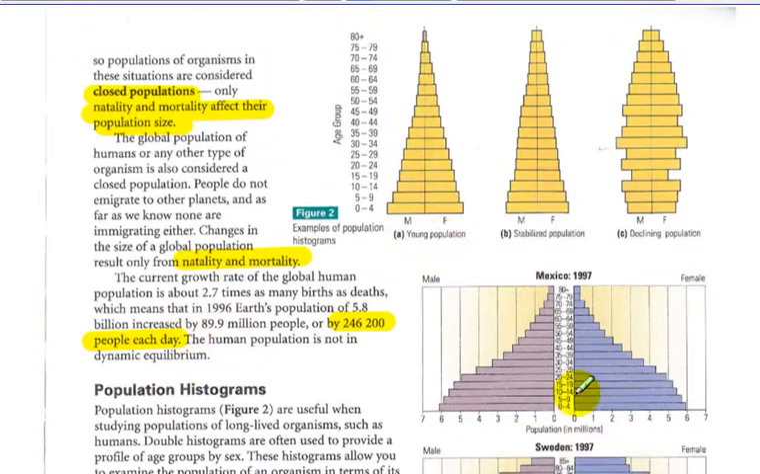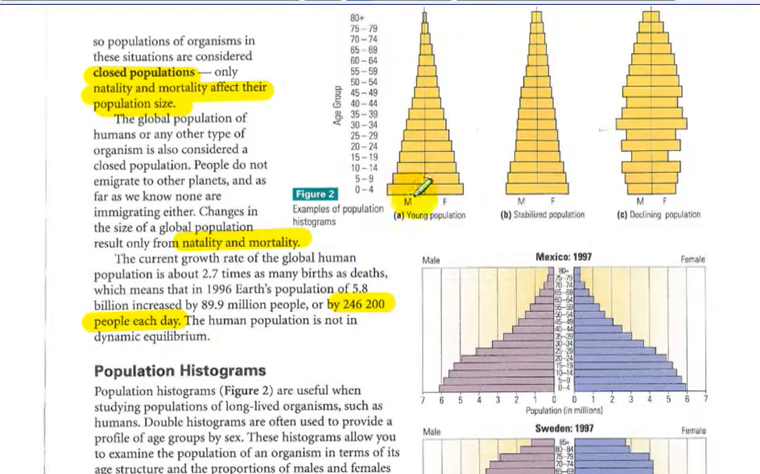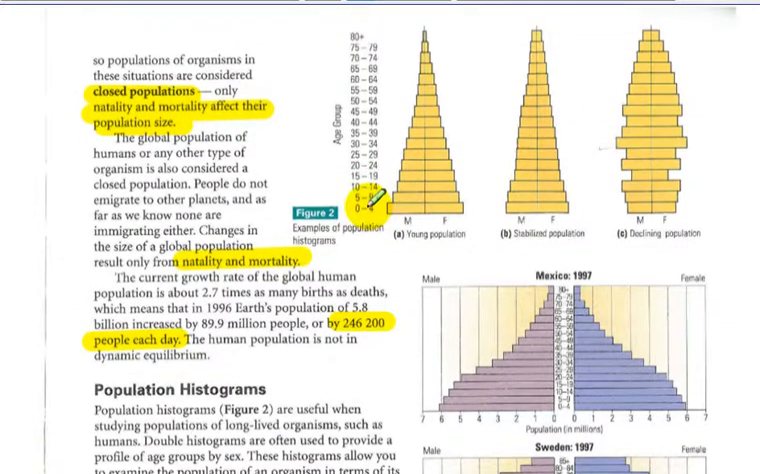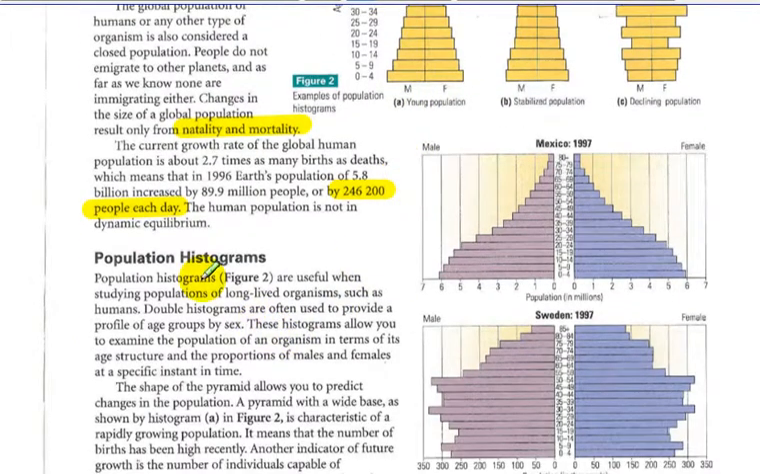Okay, next thing we look at are these population histograms, which are graphs. So we see the left side here is male, right side female, age group of people, so babies, young kids, teenagers, young adults, middle-aged adults, and then older people, etc., giving you the dispersion of how many are in each category. So population histograms are useful when studying populations of long-lived organisms such as humans. Double histograms are often used to provide a profile of age group by sex. These histograms allow you to examine populations of an organism in terms of its age and proportions of males and females at a specific time.